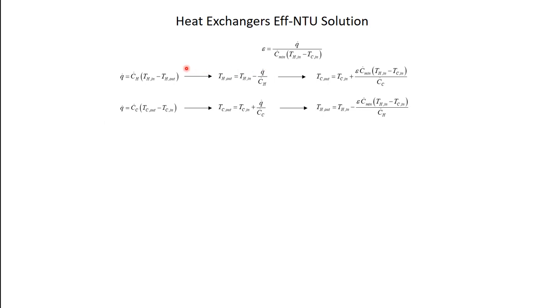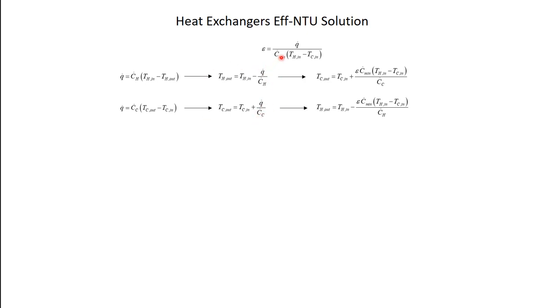So what are we going to do? We're going to start by taking these two energy balances, and we're going to solve for the outlet temperature. So here I'm solving for the hot outlet temperature, right? And it's just T_H,in minus Q dot over C dot H, right? And then this is for the cold outlet temperature, so T_C,out equals T_C,in plus Q dot over C dot C. So this is just energy balance.